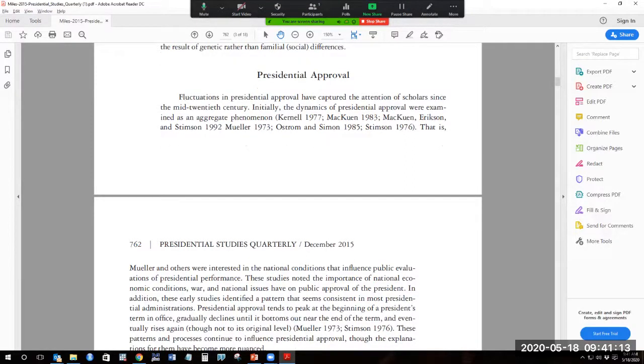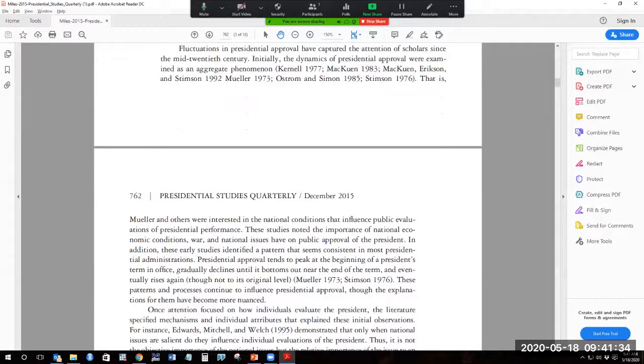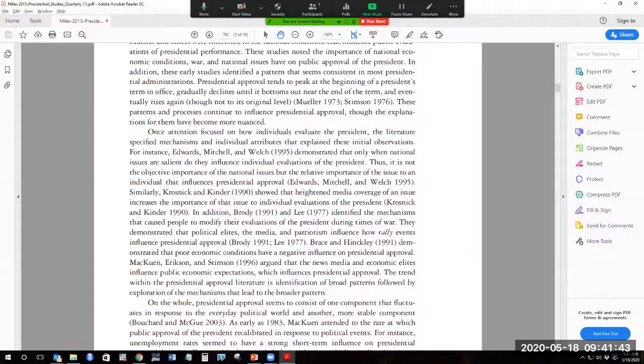Initially, the dynamics of presidential approval were examined as an aggregate phenomenon. Cite, cite, cite, cite, cite, cite, cite. I know what these articles say, sort of, but they're not really important to my argument, but they're important articles. So I start with an opening sentence and I cite more people. There's more words in my citation than there are in the sentence. So what you're doing is writing a paragraph explaining what's been done in your own words. And then you cite the people who say that stuff.